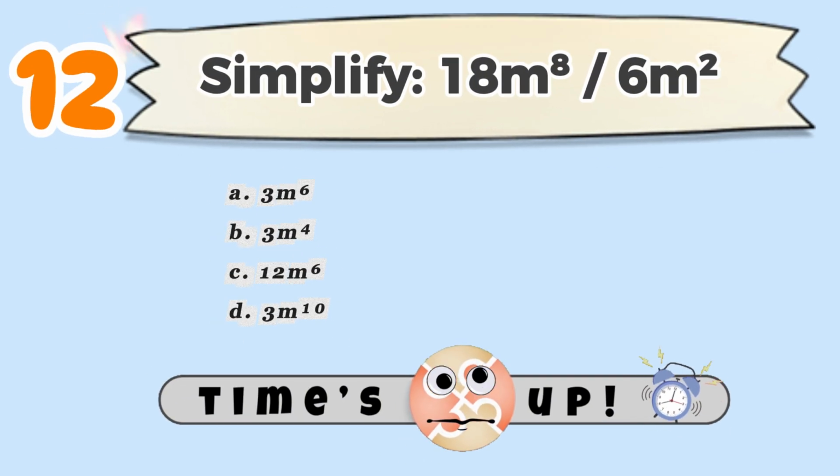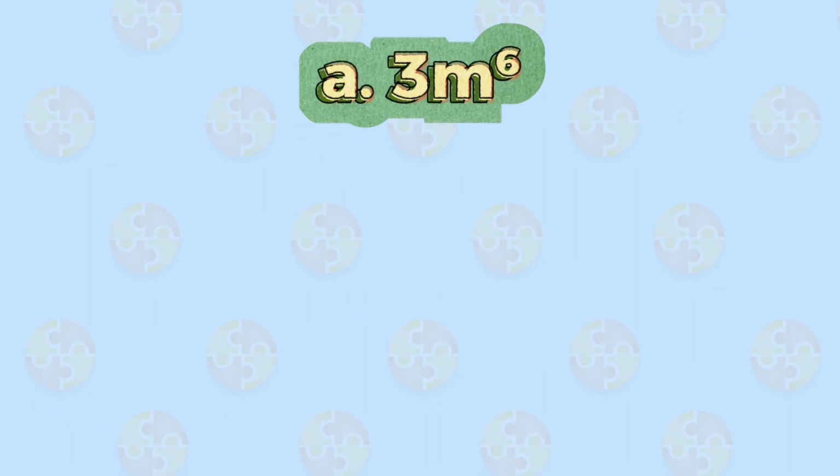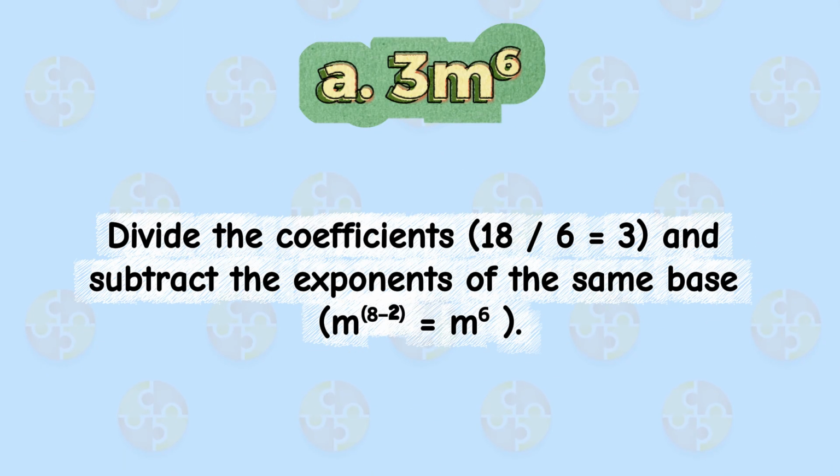The correct answer is A. 3m to the 6th power. Divide the coefficients, 18 divided by 6 equals 3, and subtract the exponents of the same base. M to the power of 8 minus 2 equals m to the 6th. The result is 3m to the 6th.